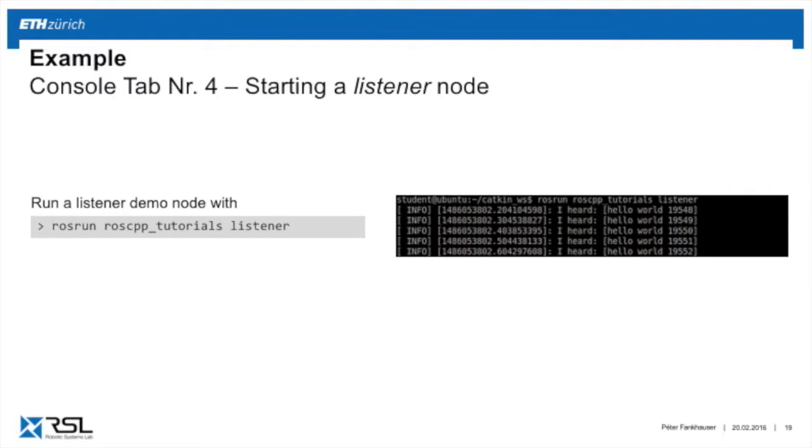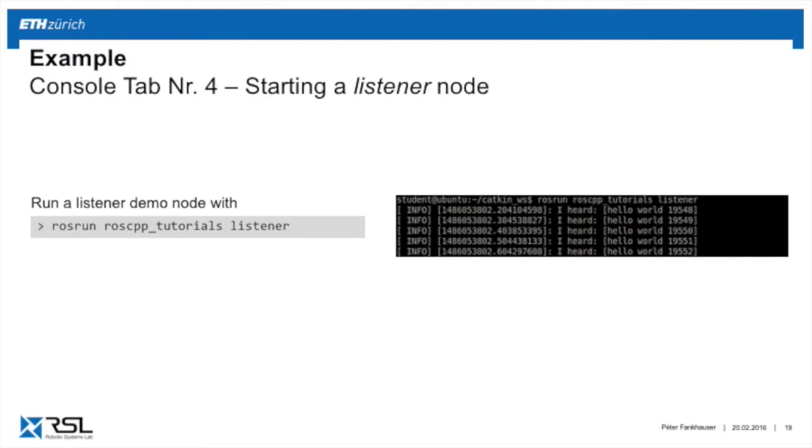Now we have the talker node running. It's publishing on this chatter topic, and now we want to start up a listener, so a node that subscribes to this topic. You can do this in console number 4, a new console, with rosrun roscpp_tutorials, and then instead of talker, now we'll use listener. These nodes already know which topic to use, since it's a tutorial. Once you start this node, you should see that it says, I heard, so it's subscribed to this topic and spits out its contents: I heard, hello world, some number.